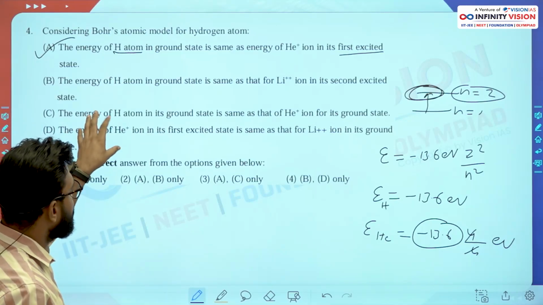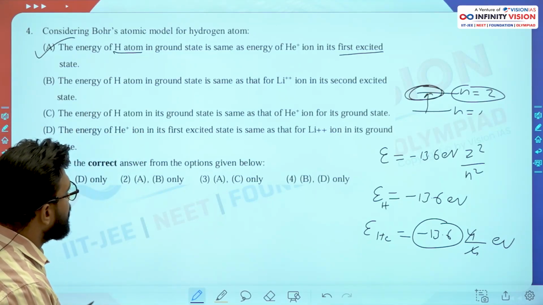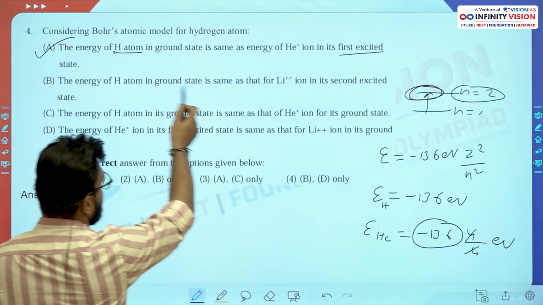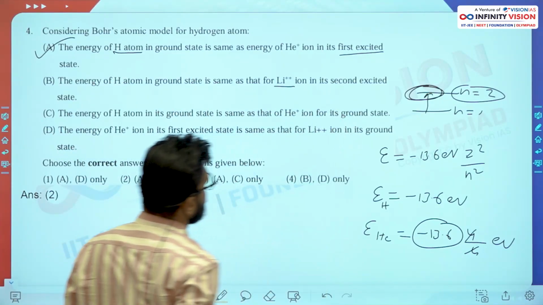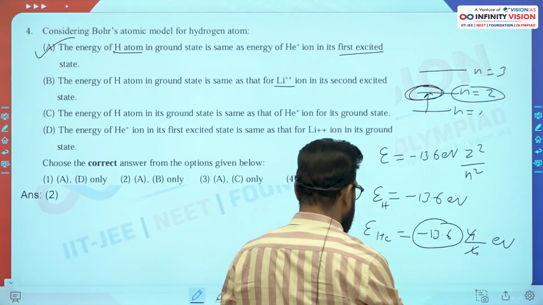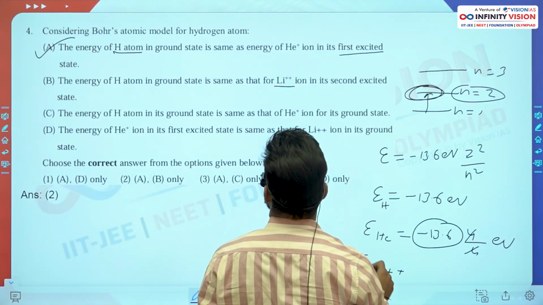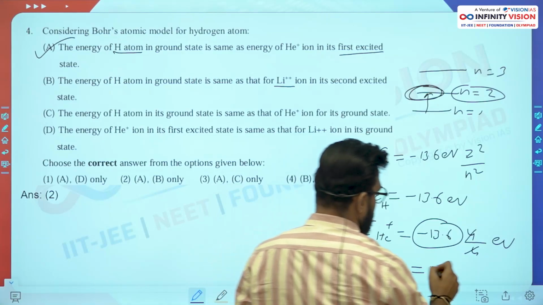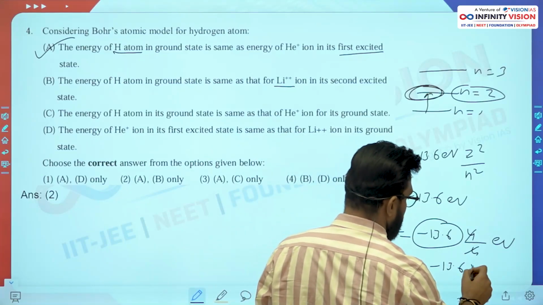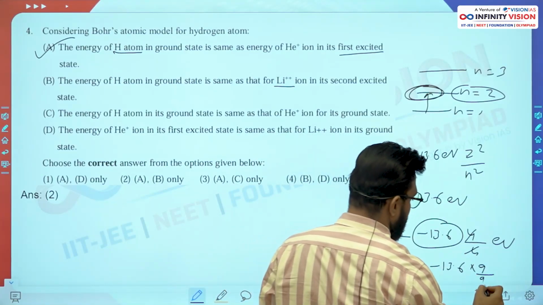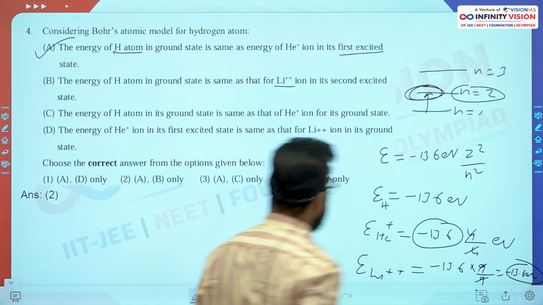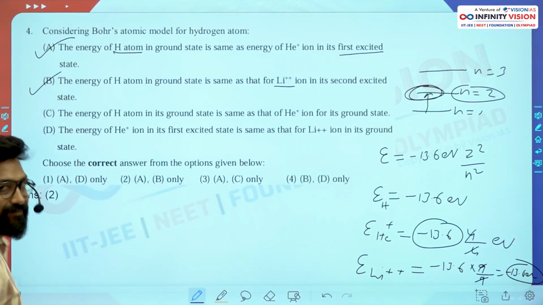The energy of the hydrogen atom in the ground state is the same as the energy of helium ion in its first excited state. Next, the energy of hydrogen atom in the ground state is the same as that of the lithium plus plus ion in its second excited state. For a second excited state, n must be equal to 3. So for lithium, Li plus plus, minus 13.6, and Z is 3, so Z square would be 9, and n is 3, so n square is again 9. So again it comes out to minus 13.6 electron volts. It is the same. So that means your second statement is also correct.